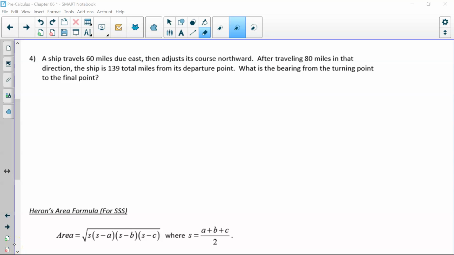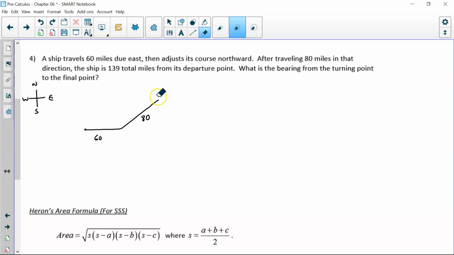Welcome back. Let's look at a word problem and another use of finding area of a triangle. So think about our coordinates: north, south, east, and west. A ship is traveling 60 miles due east. So let's have the ship starting here, and it's going 60 miles due east. Then it adjusts its course northwards, not totally north, but northwards, and it's traveling this way for 80 miles.